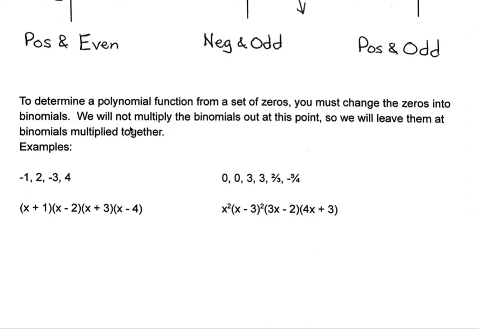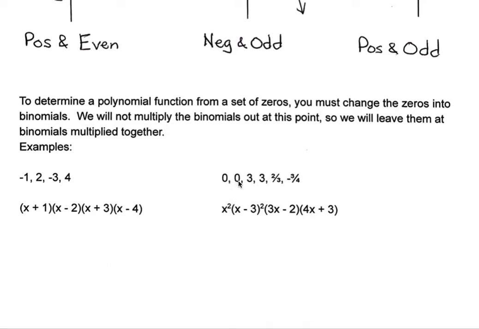Now, to determine a polynomial function from a set of zeros, we know our solutions, our zeros: -1, 2, -3, and 4. What you do is you change them into binomials. x plus 1 from -1. x minus 2 from a positive 2. -3 gives you an x plus 3, and a 4 gives you x minus 4. Now, normally what you do at this point is you will FOIL these first two, you will FOIL the last two, and then you will multiply that together. That's a crazy long problem. We're not going to bother doing that.